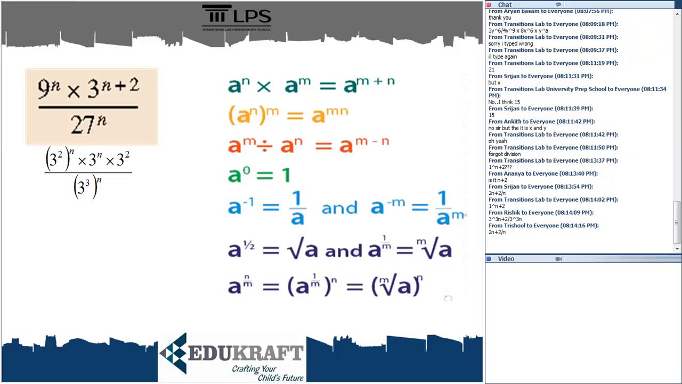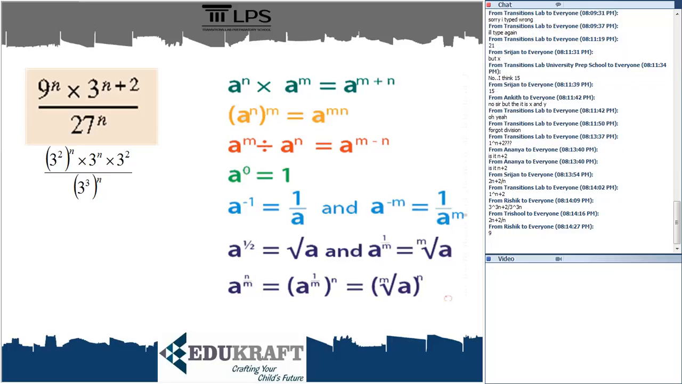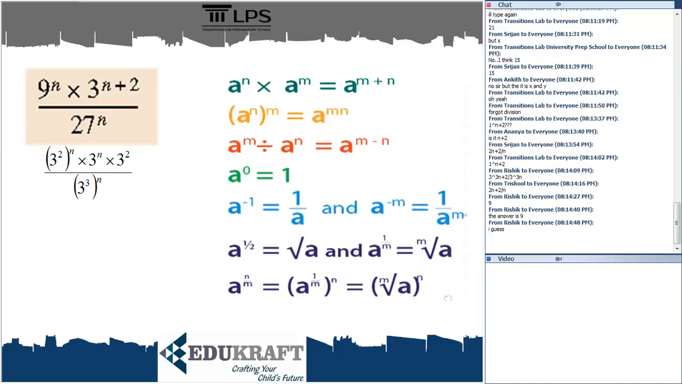First, what I have simply done is I have rearranged 9 raised to n as 3 square raised to n and 3 raised to n plus 2 as 3 raised to n into 3 square, and that I have divided by 3 raised to 3n. Okay, is everyone with me as far as the first step is concerned? The first student to answer this question correct is Rishik. Well done, Rishik.